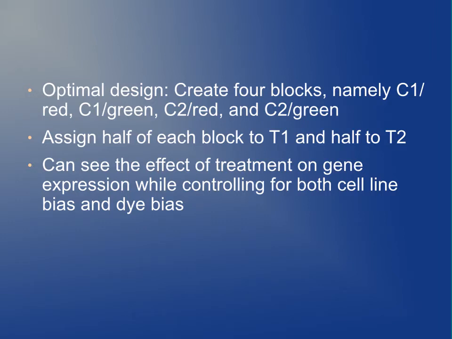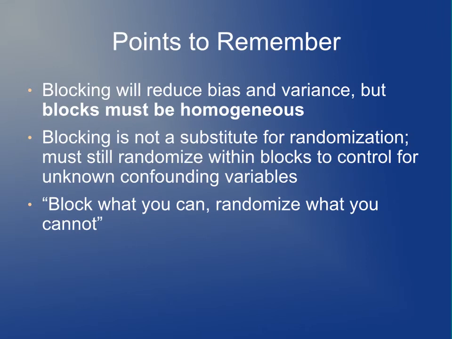Well, things to remember about blocking is that it will reduce bias and variance, but blocks must be as homogeneous as possible, and it's not a substitute for randomization. You still have to randomize within blocks to control for unknown confounding variables. As one textbook that I used to use put it, block what you can and randomize what you cannot control.